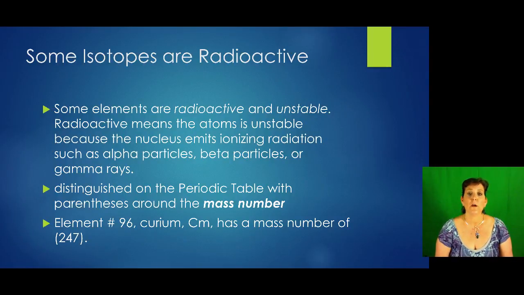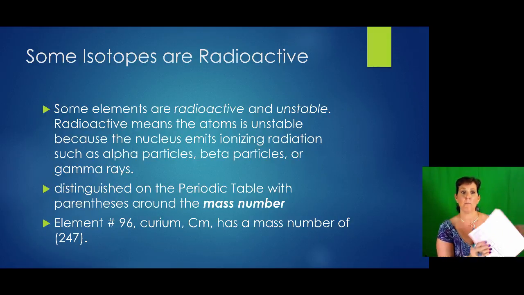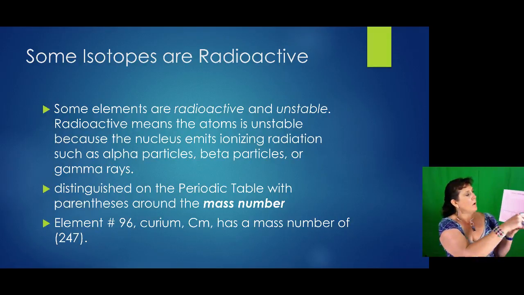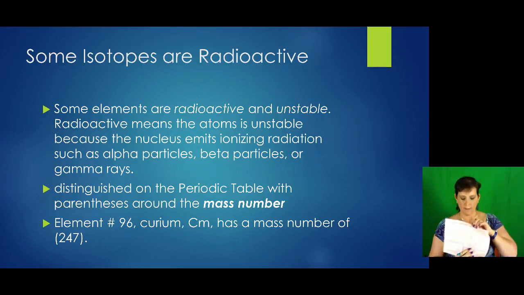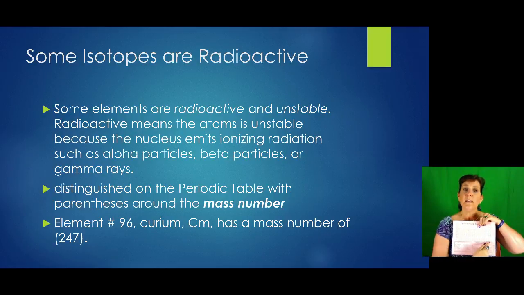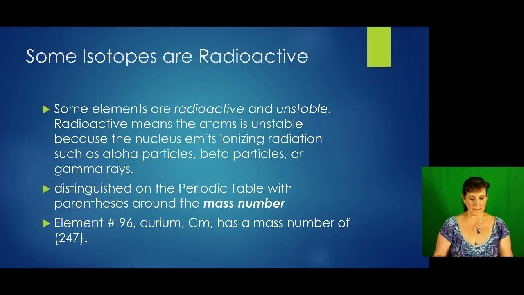This is distinguished on the periodic table with parentheses around the mass number. Look at some of the very bottom ones. A lot of them are in parentheses. Parentheses means that the only isotope that we know of is radioactive, so there's not any stable ones. For example, element 96, curium, Cm, it's in parentheses 247, that's its mass, its protons plus neutrons, and because it's in parentheses, it's radioactive.